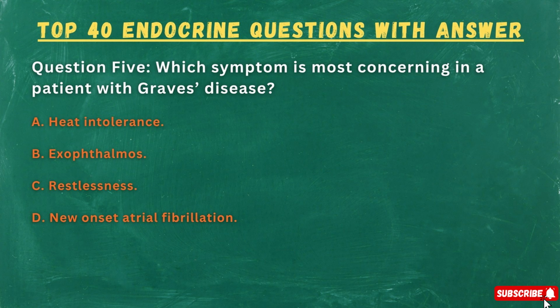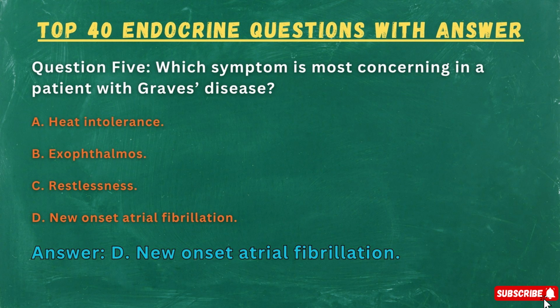Question 5. Which symptom is most concerning in a patient with Graves' disease? A. Heat intolerance. B. Exophthalmos. C. Restlessness. D. New onset atrial fibrillation. Answer: D. New onset atrial fibrillation.